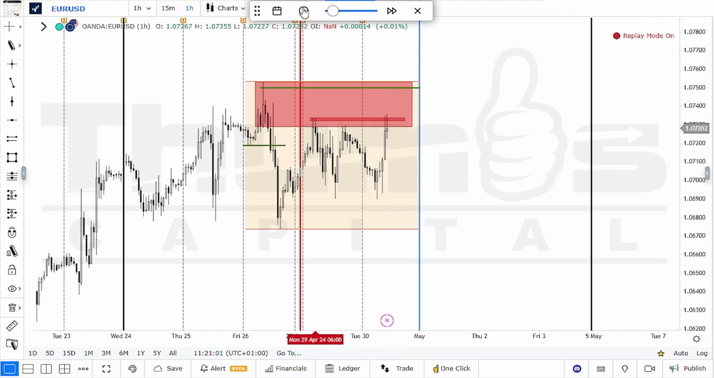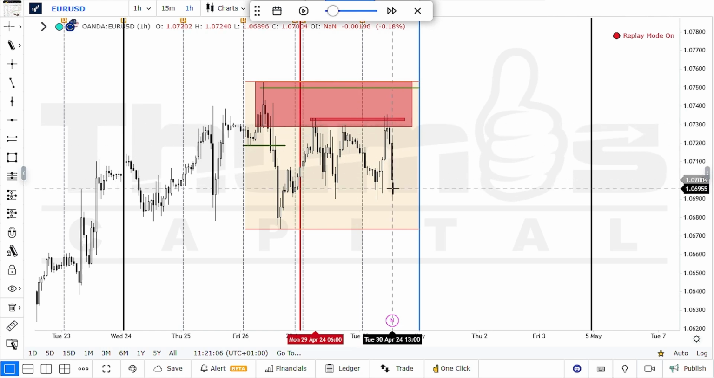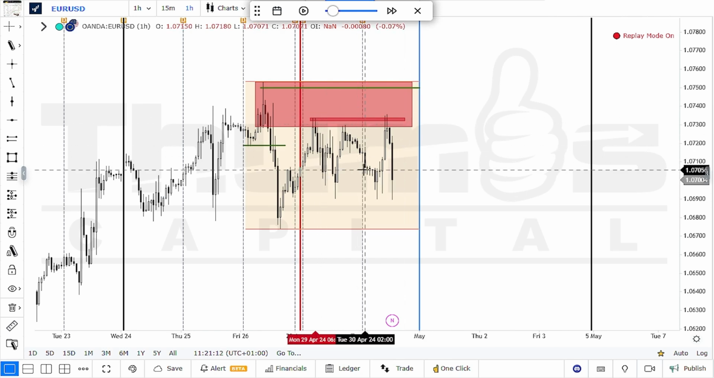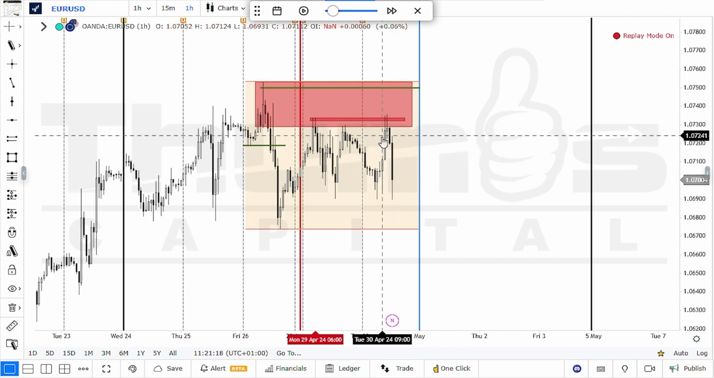So let's continue. Yes, you can see clearly that we've gotten the rejection that we are looking for. Now we have a full confirmed pattern, which is a reversal pattern. Now the sell is confirmed. All that is left is for us to find our entry.